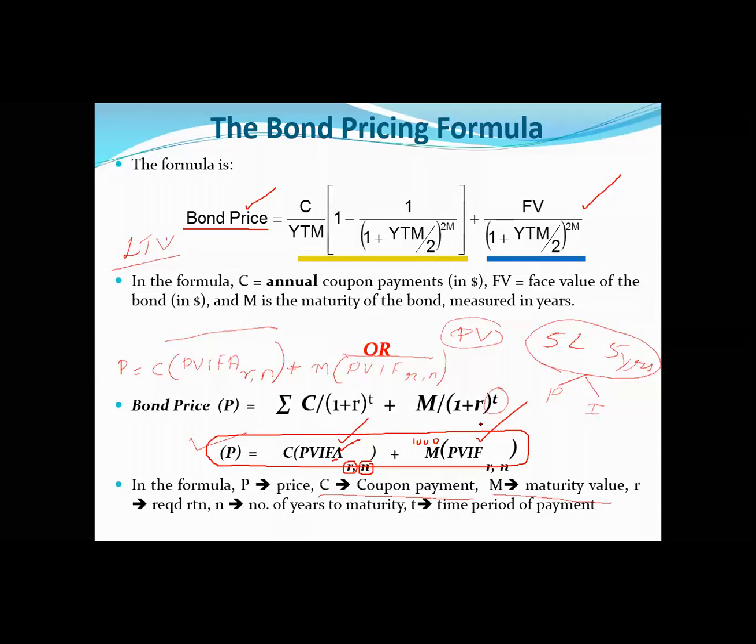In whatever the case is, T or N is nothing but it talks about time. In the equation which is on top, this particular has a concept called T, which denotes time. Here we don't have T, here we have a concept called N. Both the things talk about only one thing, that is time. Clear? So we are going to use this particular formula and try to find out how we estimate the price of a bond. Clear?